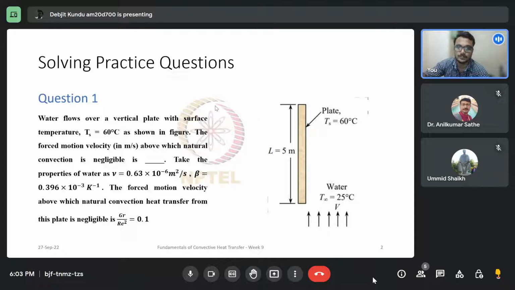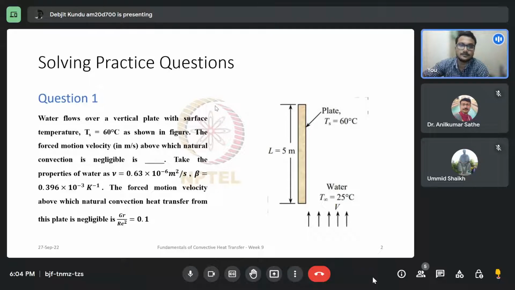Now, for the properties of water, the kinematic viscosity is given as 0.63 into 10 power minus 6 meter square per second, and the bulk modulus beta is given as 0.396 into 10 power minus 3 Kelvin inverse. The condition above which natural convection becomes insignificant and forced convection becomes significant is that Grashof number over Reynolds number square is equal to 0.1 or higher. So this is the limit that we're dealing with.